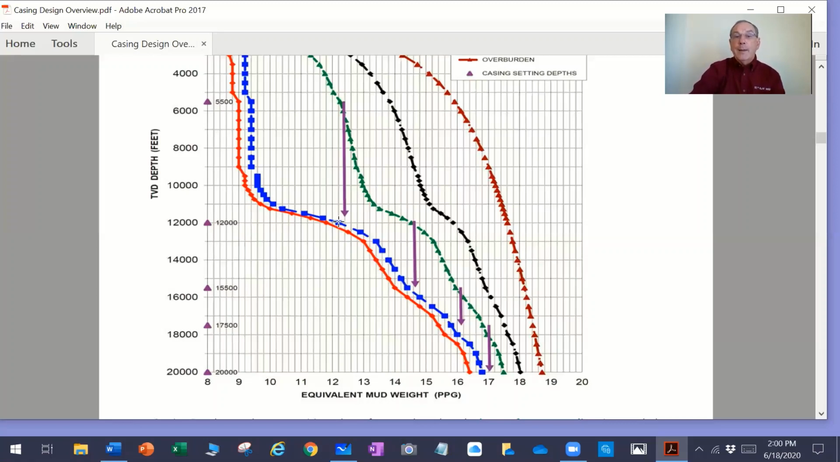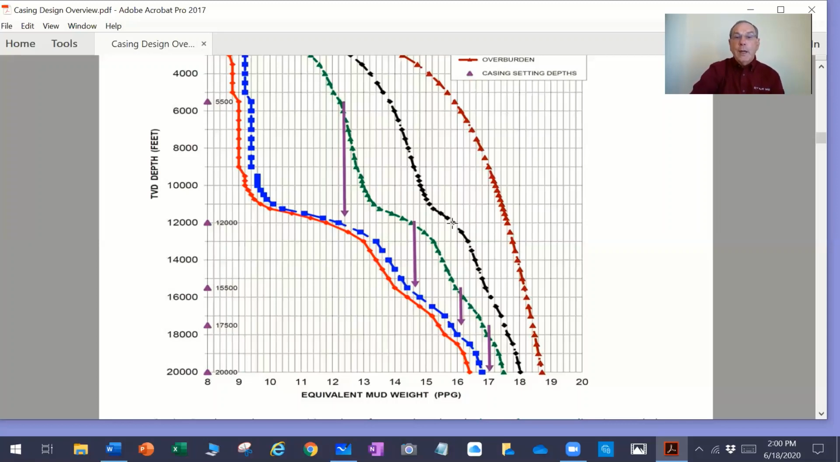So if I set pipe here, now my pore pressure is close to whatever, 11.8 pounds per gallon. My sand fracture gradient goes up to 14.5 pounds per gallon, and my shale fracture gradient goes up to a little over 16 pounds per gallon. So I do the same thing again. I'll drill out that casing shoe.